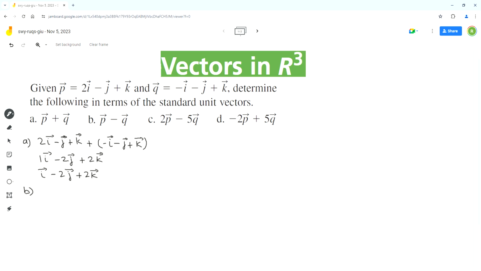Now we can analyze part B. So in part B, we have to subtract the vectors. So we'll start by writing the given vectors. Now we can subtract the i, j and k unit vectors. So let's start with i. So for the i terms, we have to do 2 minus negative 1, which is equivalent to 2 plus 1. So we get 3. Now for j terms, we have to do negative 1 minus negative 1, which is equal to negative 1 plus 1, which is equal to 0.